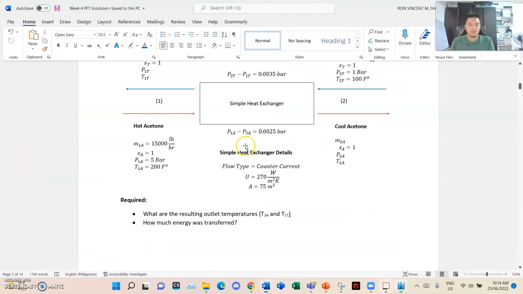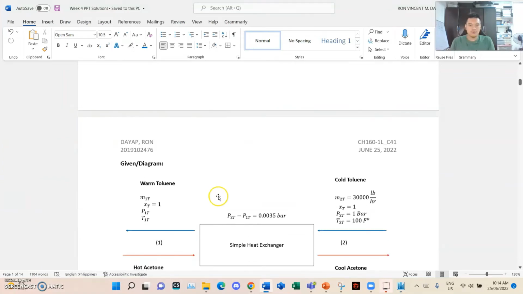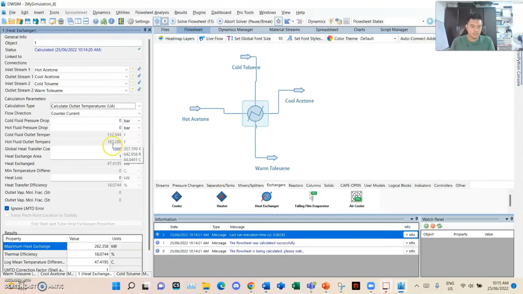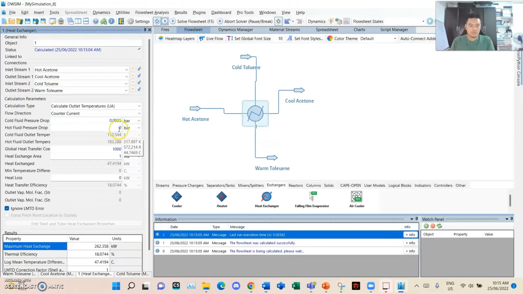Then we need to specify the cold fluid pressure drop. So according to here, the cold fluid pressure drop is 0.0035 bar. So cold fluid pressure drop is 0.0035 bar, and then the hot fluid pressure drop is 0.0025 bar.